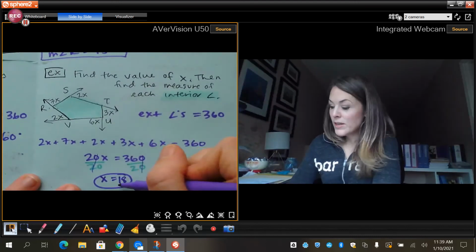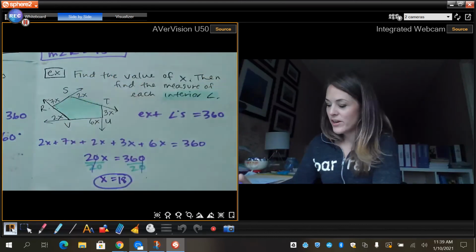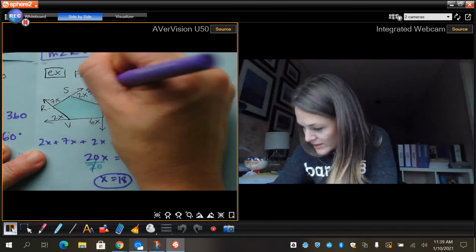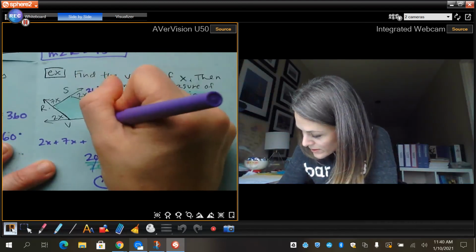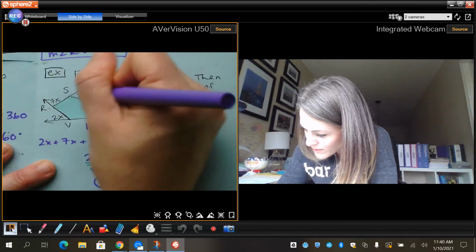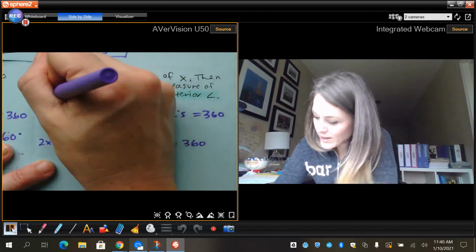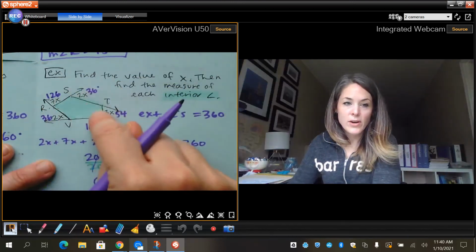So what I'm going to do is use a calculator and plug 18 back in to find each exterior angle. So 2 times 18 is 36. 3 times 18 is 54. 6 times 18 is 108. 2 times 18 is 36. And 7 times 18 is 126. Okay, so I just used a calculator and plugged it in.